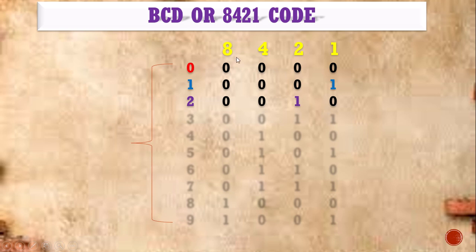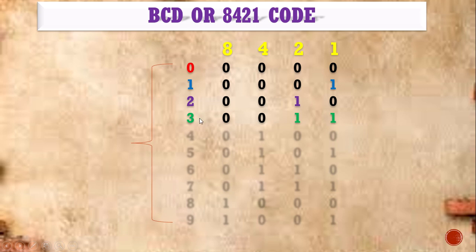For 3, we don't have any 3 value here. But is there any possibility to get the value 3? Yes, we have a possibility here. When you add 2 plus 1 we get 3. So in those two numbers we put the on state, and the remaining should be 0. Looking at 1, since the value 1 is already in 8421, we put 1 against it. Then 2 is already there, so 1 against 2, and the remaining are all 0.